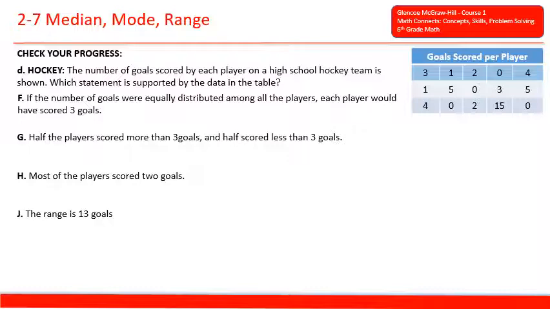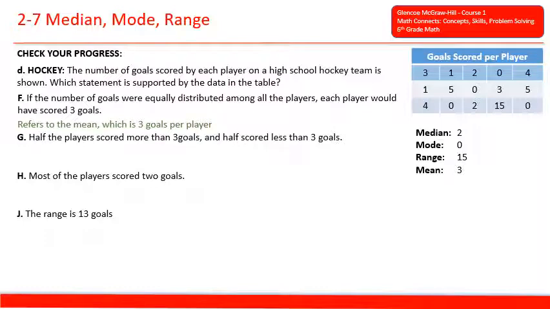And then the range is 13 goals. I don't think that's true. I see a 0 and a 15, which would make me think it's 15. So the median is 2. The mode is 0. The range is 15, and the mean is 3. So let's fill these in.